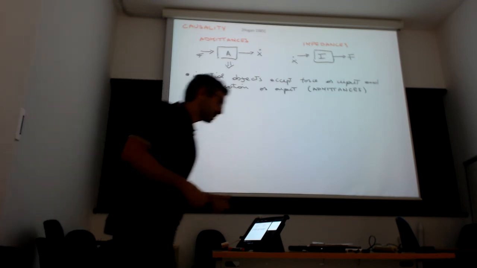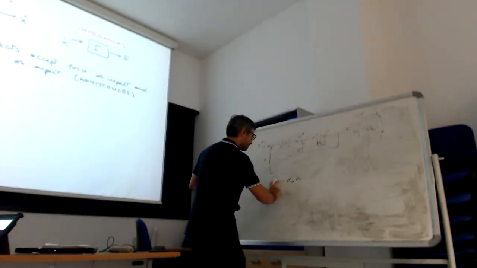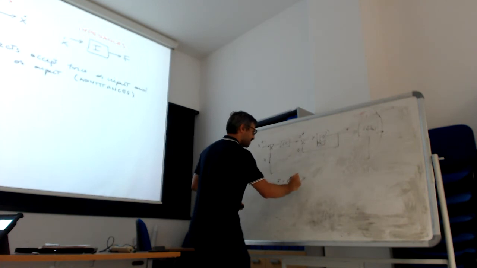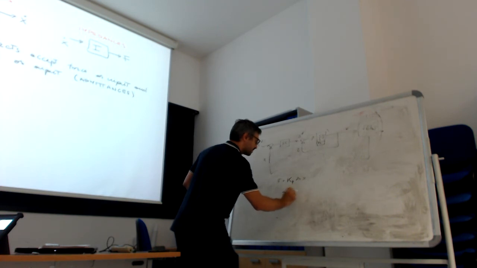A spring is like this: F is equal to K times delta x, but if you do it at the velocity level, it's Kp times the velocity, x dot, dt.